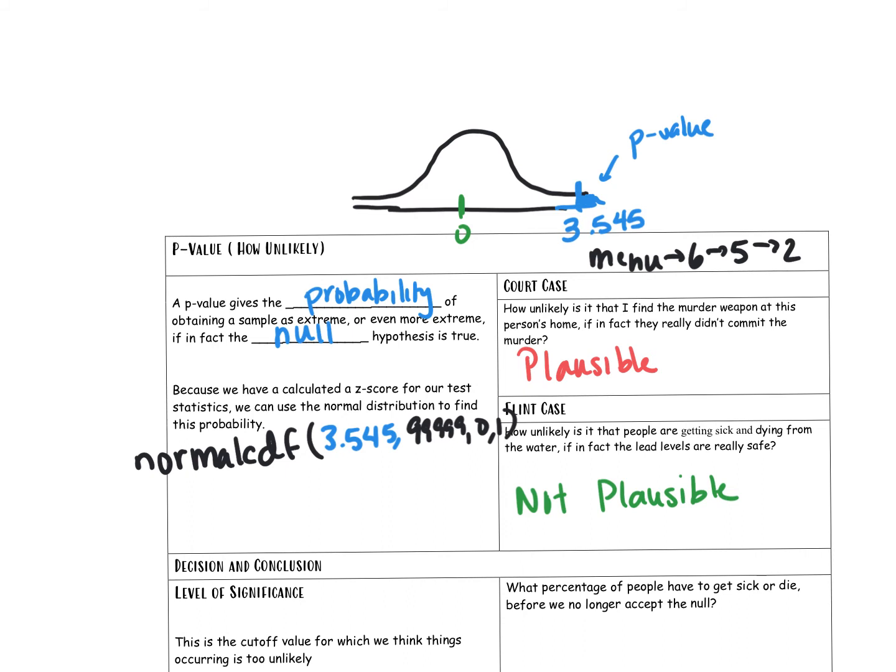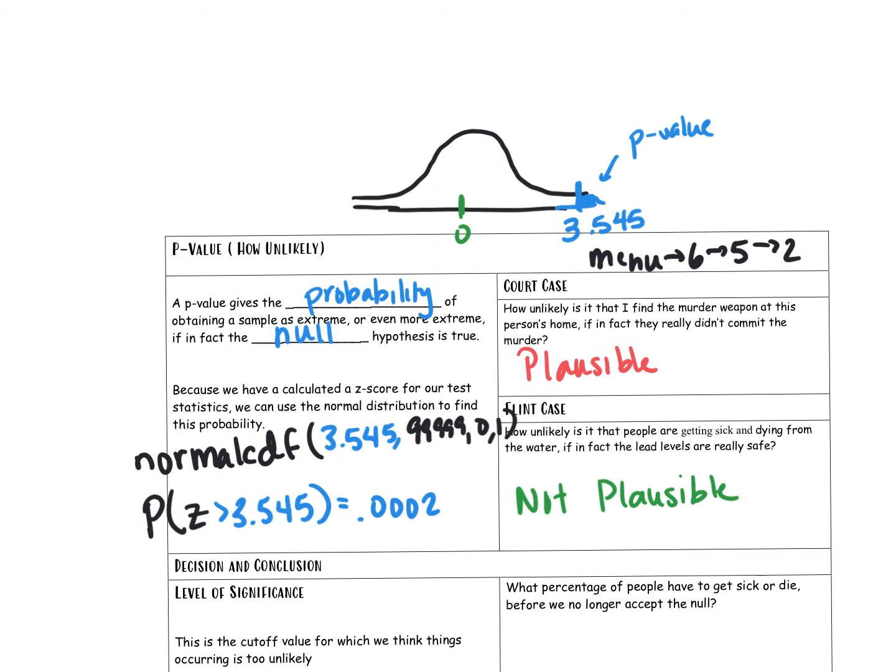Here's how we write it, by the way. You write it as a probability statement. The statement says this: it's the probability of getting a z-score greater than 3.545. I think when I calculated, I got 0.0002. So you get a 0.0002 chance of actually getting this particular value by chance.